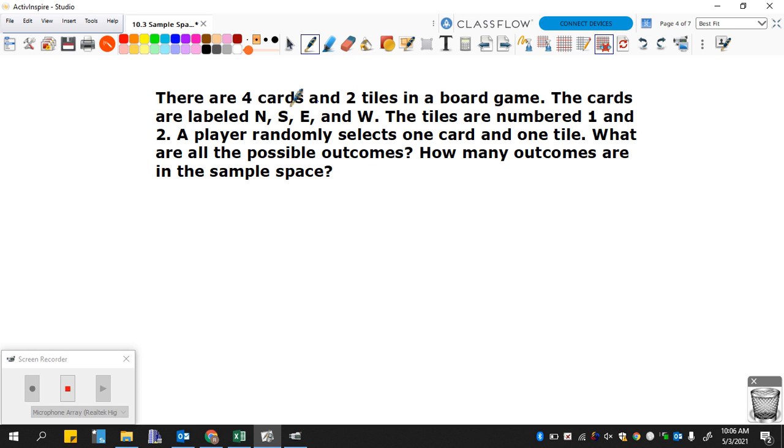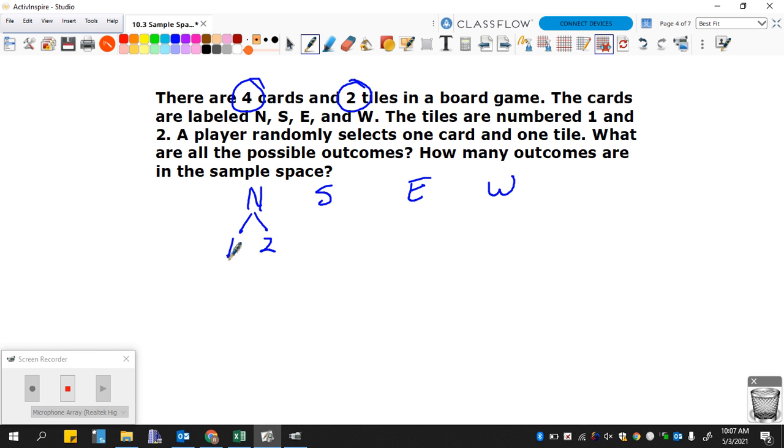So there are 4 cards and 2 tiles in a board game. The cards are labeled N, S, E, and W, and the tiles are numbered 1 and 2. So there's 4 and 2. N, S, E, and W, and the tiles are labeled 1 and 2. So he draws an N card.